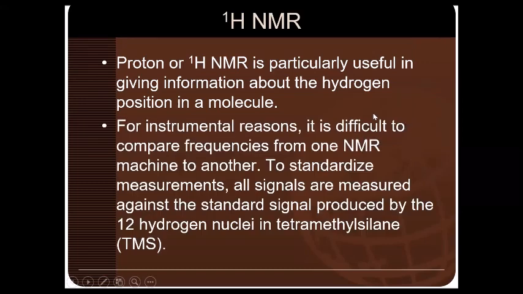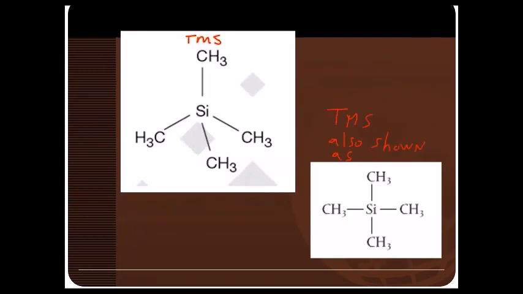So if we have an NMR machine, it's very difficult to really compare one to the other. So we use this chemical. This is what you saw earlier on the animated slide, but they didn't talk about it there. We're talking about it here. This chemical is called TMS, or tetramethylsilane, and it is used as a chemical standard to standardize your measurements. Here it is. This is your TMS.